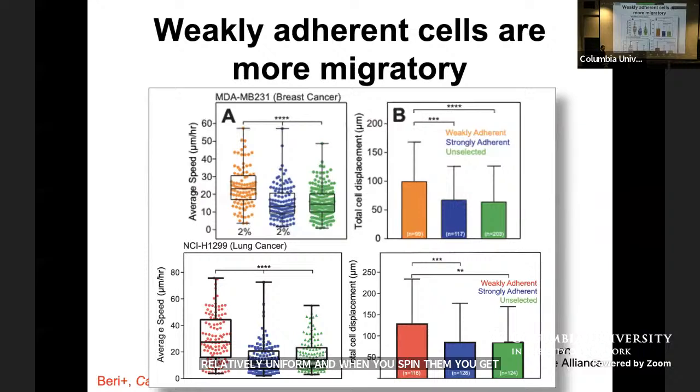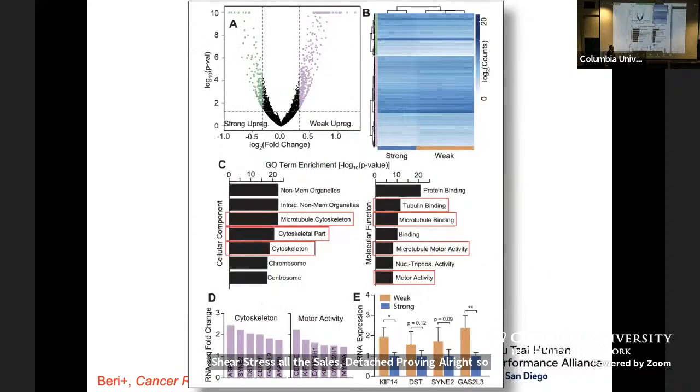But the take-home message is if we apply these shear stresses and we detach cells in different fractions, the most weakly adherent fraction becomes the most migratory. Whether we're looking at breast cancer here in panel A, or on the bottom, a lung cancer cell line, these cells are more migratory, statistically speaking, than their counterparts that are strongly adherent. They also migrate over a longer distance, and so that was great. But taking this system, looking at the sorted populations, we asked how they are different.